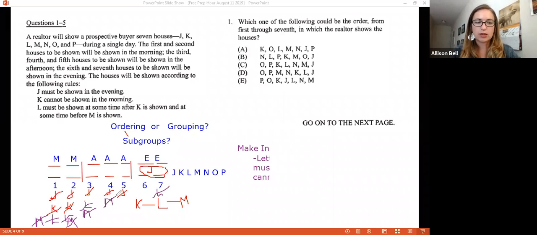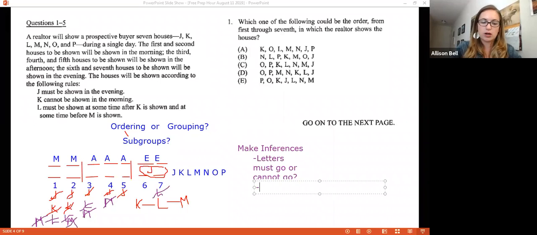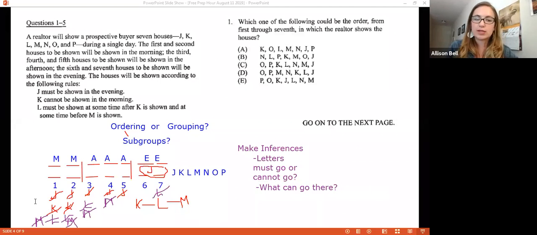Nice. Now, one other thing that I think about when I am sort of making these inferences is if I start to see a big pile of cross-offs under a couple of spaces, then I want to ask myself, okay, there's a bunch of letters that can't go there. What can go there? It might be helpful for me to know. So take a look at spaces 1 and 2 in particular. They've both got 4 letters crossed off. See if you can figure out and tell me what letters could go there.